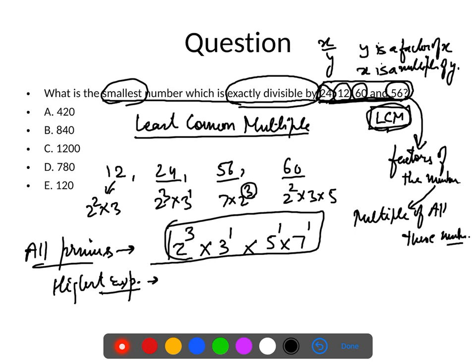Okay. So 8 into 5, 40. 40 into 7 into 3, 21. That number will be 840. That's your answer.